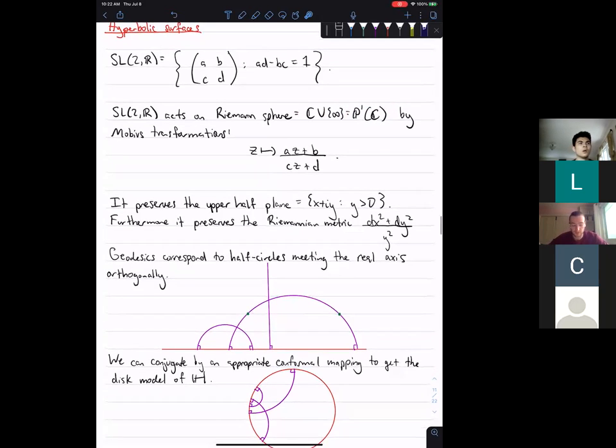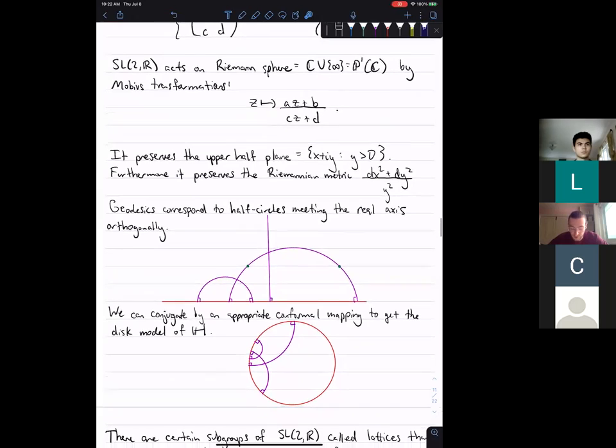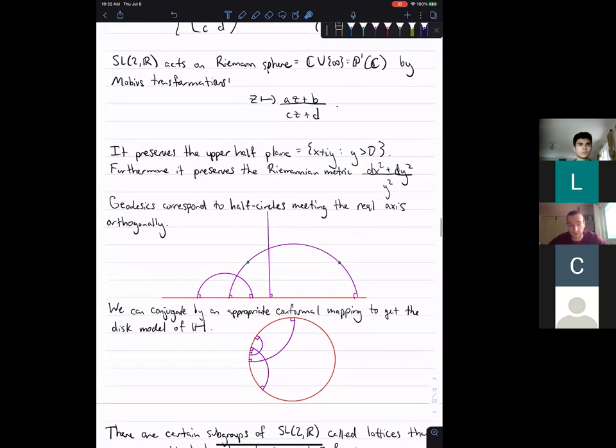And the way that SL2R acts is by what are called Mobius transformations. So this matrix is going to determine a transformation of the Riemann sphere according to this formula. And you can show that this action preserves the part of the complex numbers where the imaginary part is positive, known as the upper half plane.